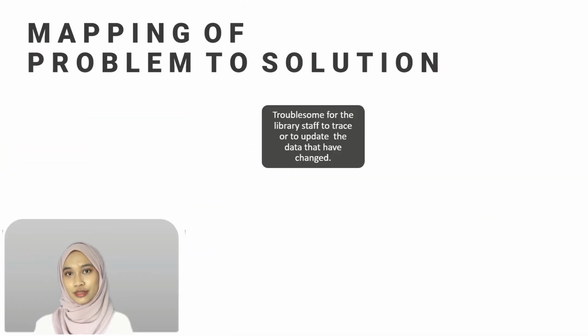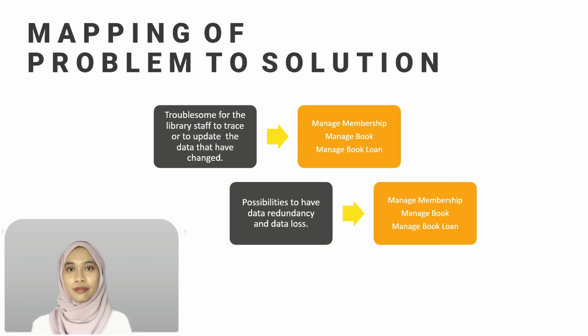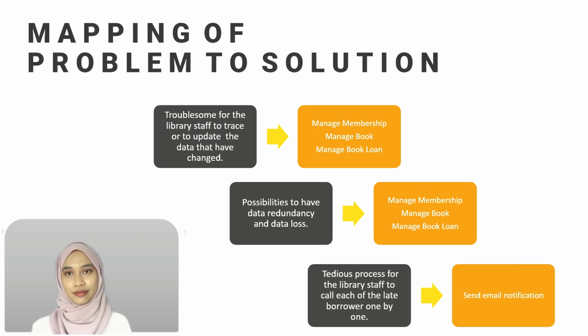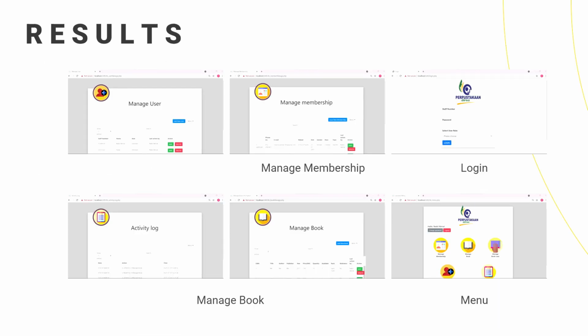Next, we will look into the mapping of problem to solution. For the first problem, the solutions provided by the proposed system are manage membership, manage book, and also manage book loan. For the second problem, the solution provided is the same as for the first problem. For the third problem, the solution provided is to send email notification. This is the result for this project. And next, the system demo.